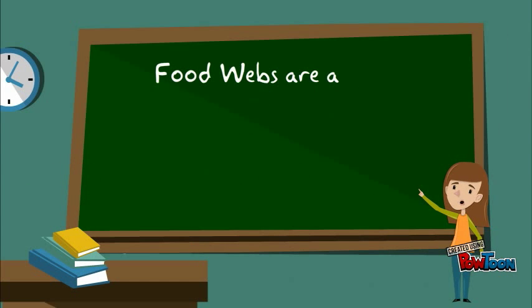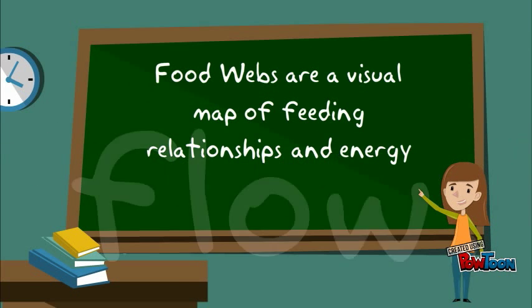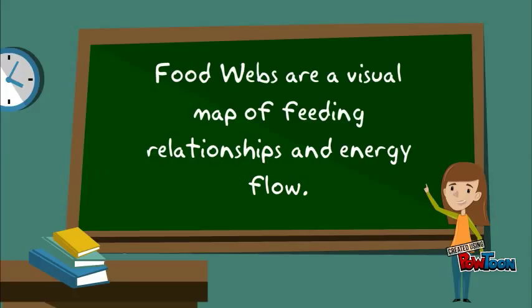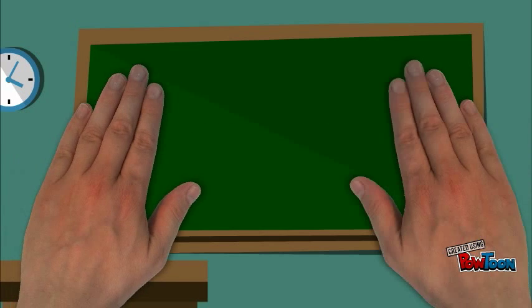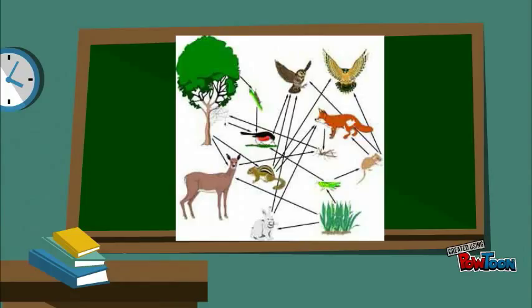Now on to food webs. Food webs are a visual map of feeding relationships and energy flow in an ecosystem. They're more complex and more realistic about what goes on as far as who eats who in an ecosystem. This is an illustration of a food web. You can see it's far more complex.